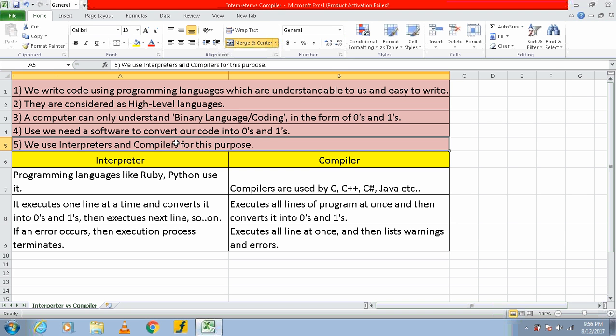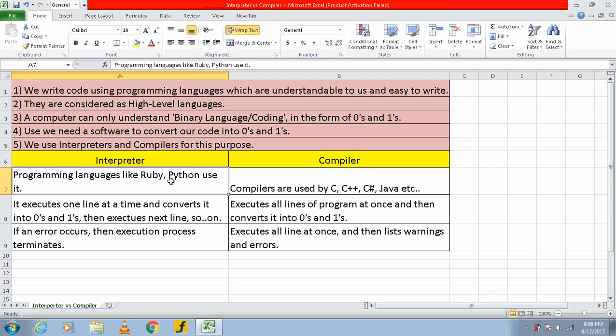So what's an interpreter and what's a compiler? Both do the same job of converting high-level code into machine-level language, zeros and ones, so that a computer can understand the code, execute it, and give you an output. So let's see in detail how an interpreter works and how a compiler works.